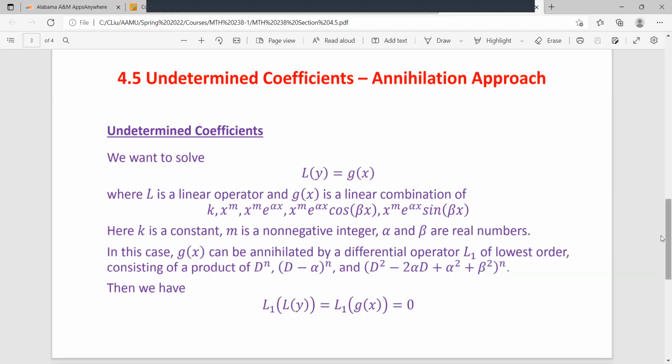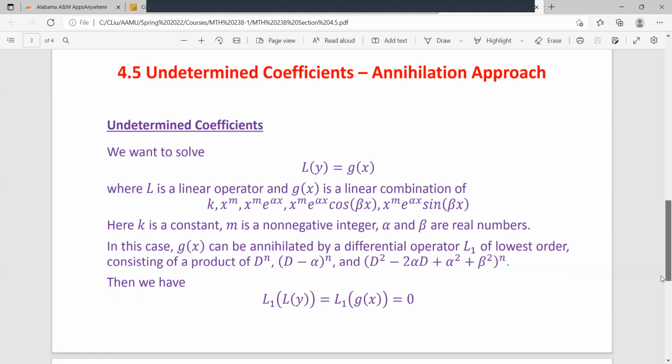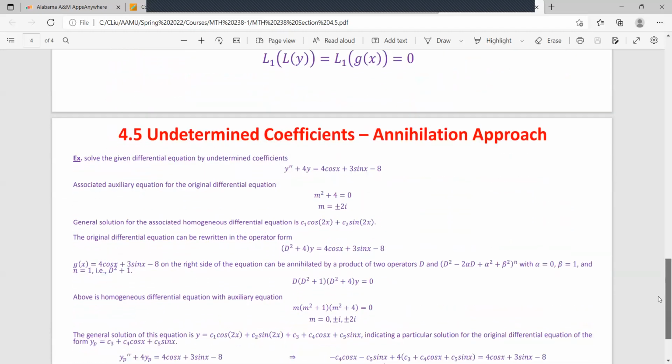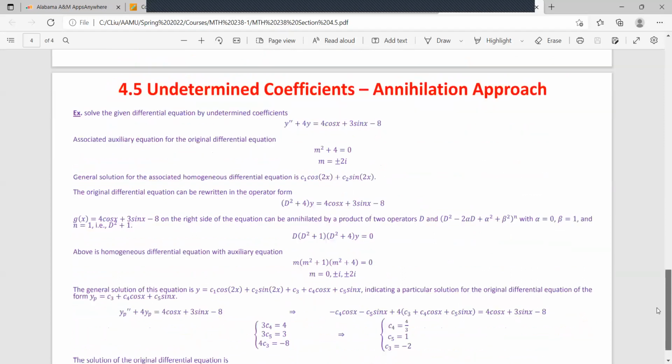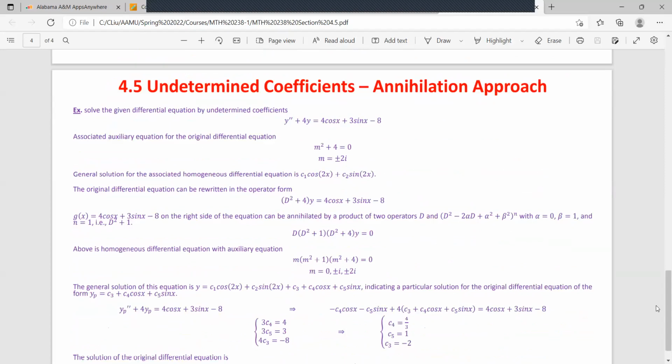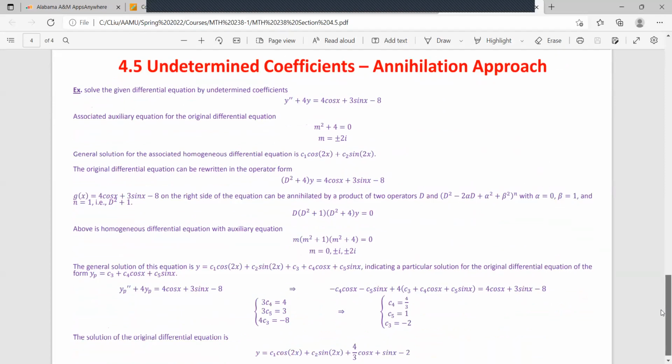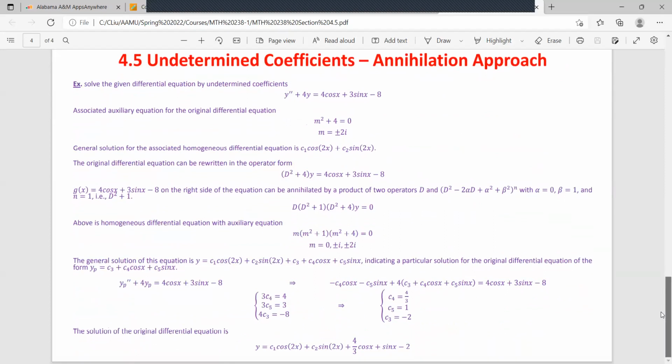So now we can easily solve the homogeneous differential equation by assuming the solution e to the mx. Let's do one example using the new approach, the annihilation approach. But this is still undetermined coefficients, because we still need to determine some constants. So let's try to solve the given differential equation by undetermined coefficients.